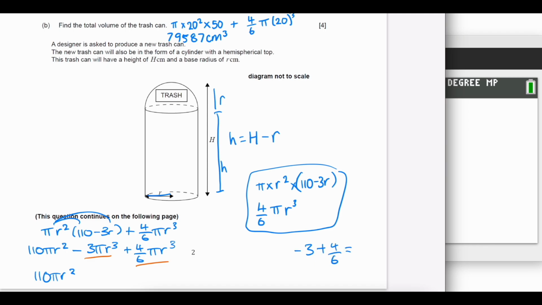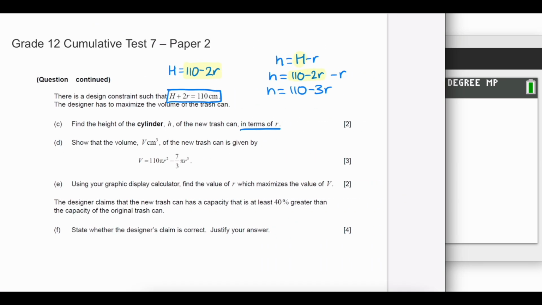And that gives me negative 7 over 3, so that means I have negative 7 over 3 pi r cubes. And this is what it asked me to show, and therefore I've shown it through my working here. So that's this part here.